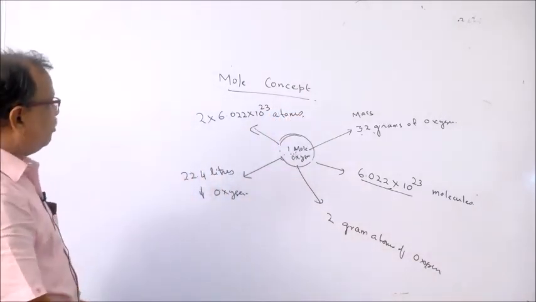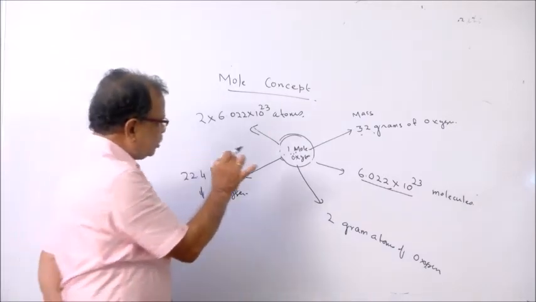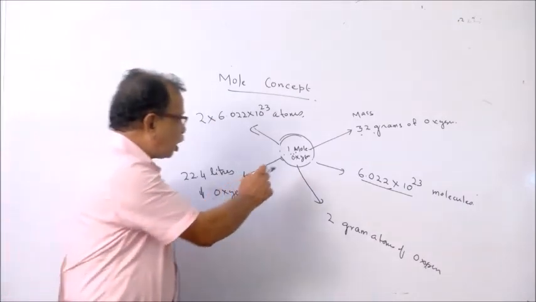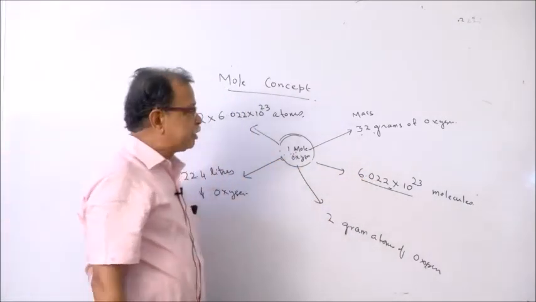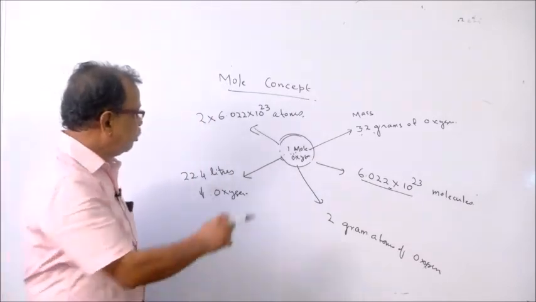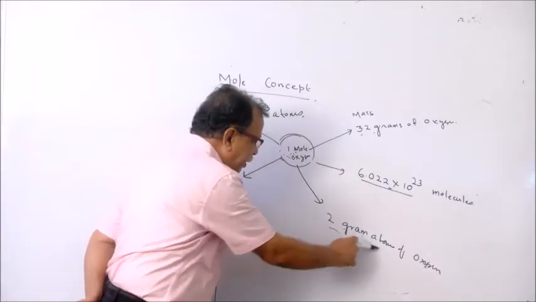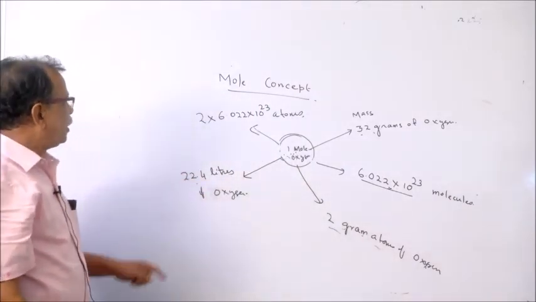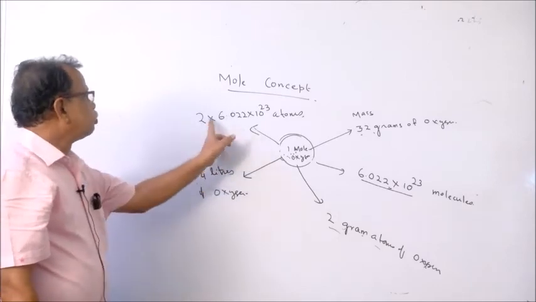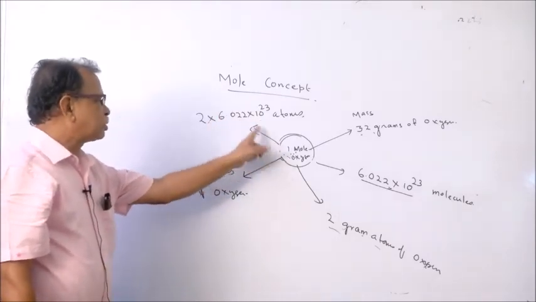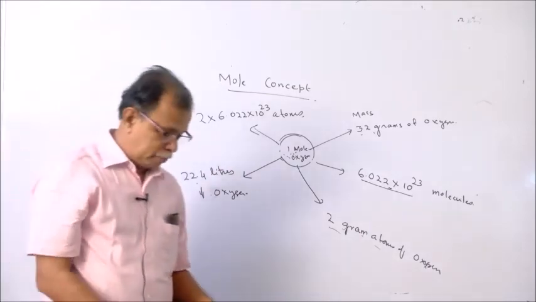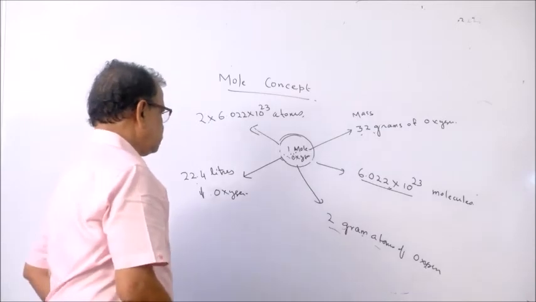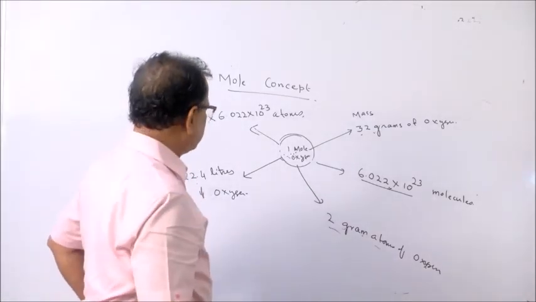Please note the mole relations. If asked, 1 mole of oxygen, how many grams? The answer is 32 grams. How many molecules? 6.022 into 10 to the power 23 molecules. How many gram atoms? 2 gram atoms. How many liters? 22.4 liters. How many atoms? 2 into 6.022 into 10 to the power 23 atoms. Now I will discuss some problems on this, in a simple way.